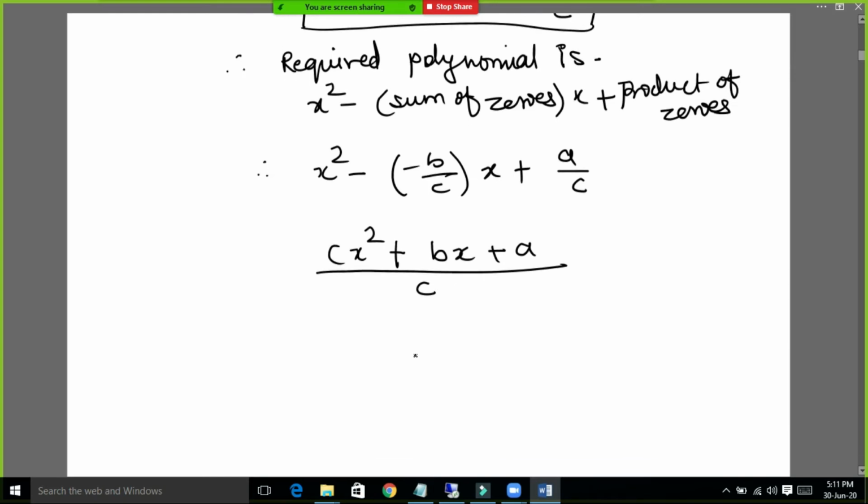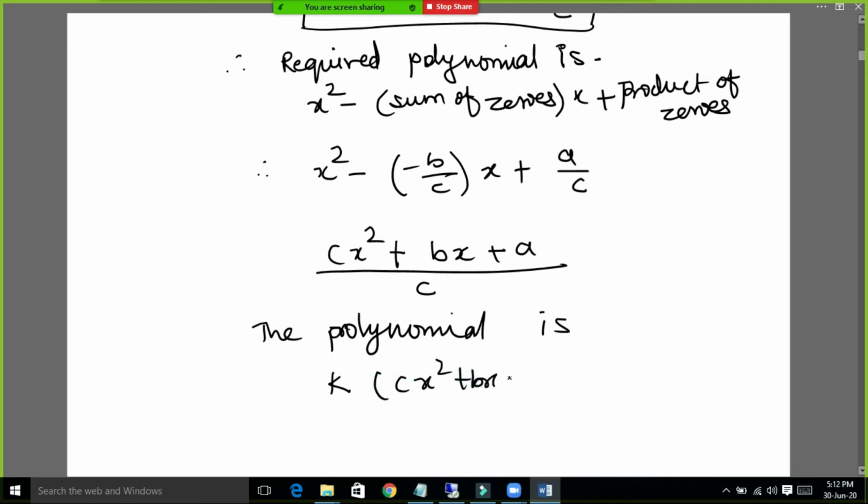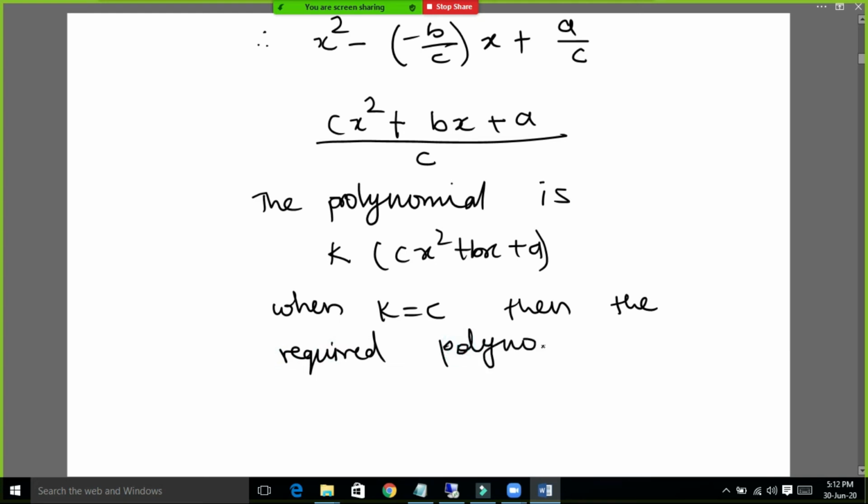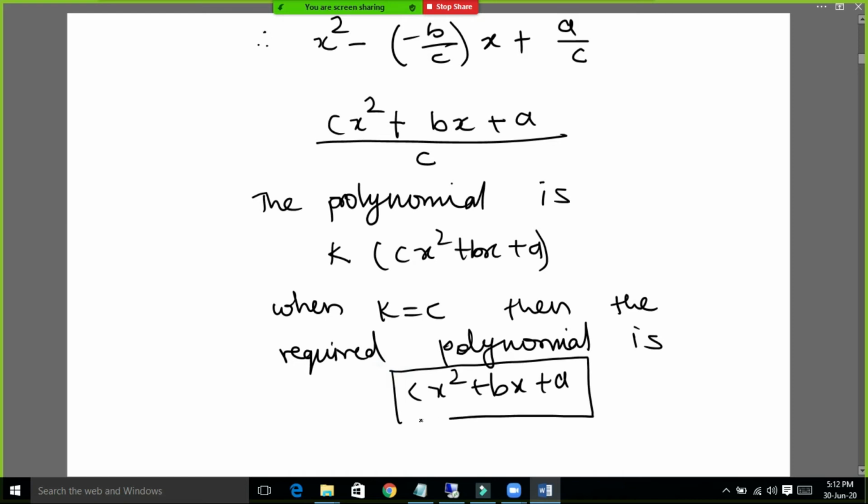So this is the polynomial, but since it has denominator c, take k as a constant. So the polynomial is k of cx square plus bx plus a. When k is equal to c, then the required polynomial is cx square plus bx plus a. So this is the required polynomial when we have 1 by alpha and 1 by beta as its zeros.